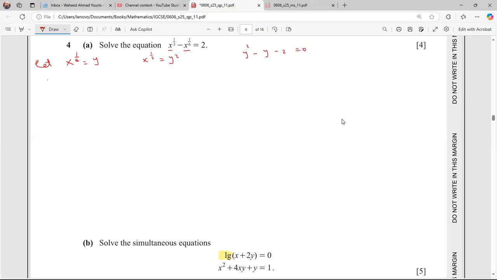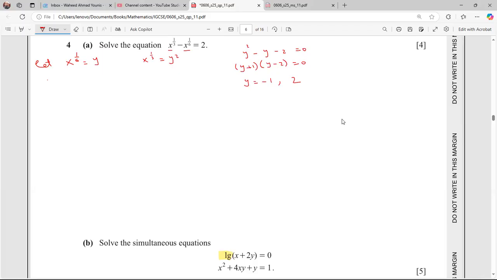So this can be factorized as y plus 1 and y minus 2. Am I right? Because when you multiply it becomes minus 2 and y and 2 minus y. Yes. Okay, so from here we get the solution that y is equal to minus 1 or 2, right?